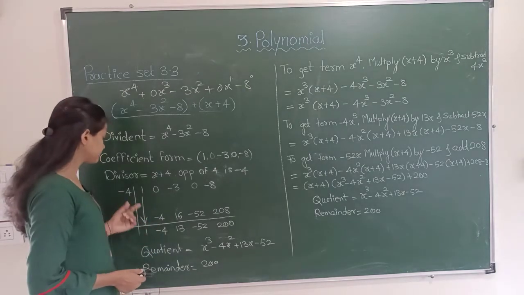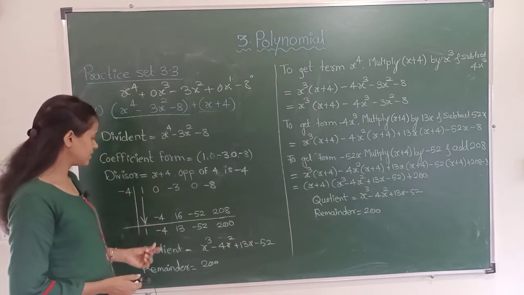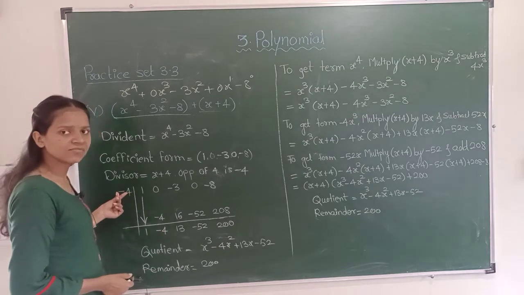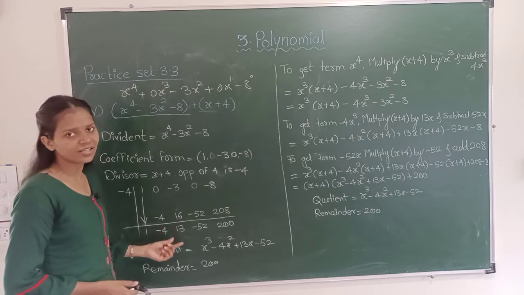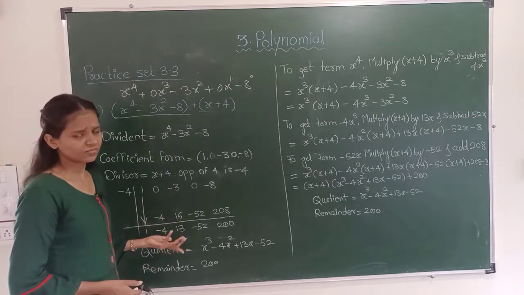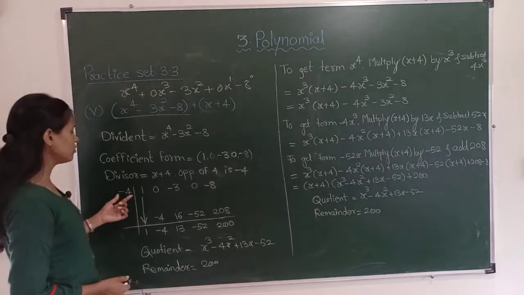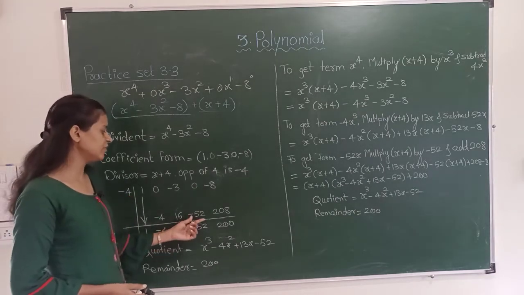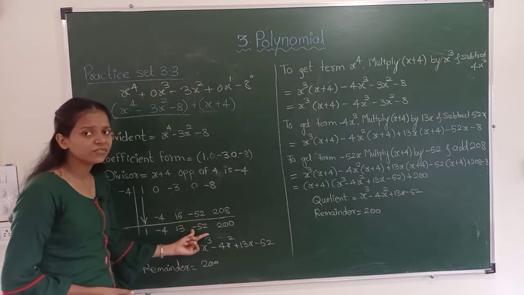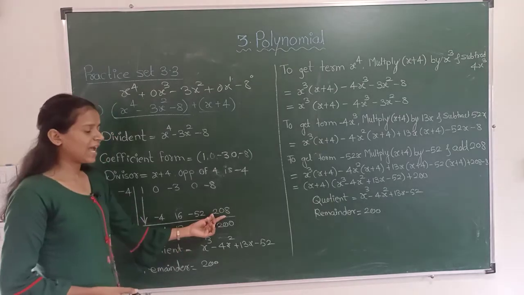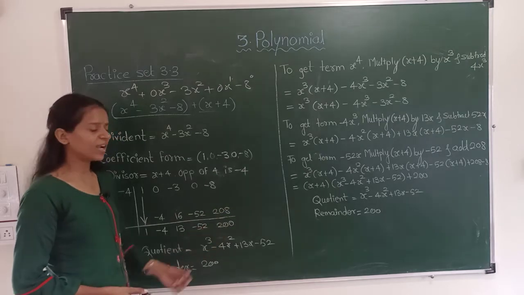Now 0, and this 1 into minus 4 is minus 4. So 0 minus 4 is minus 4. Now this minus 4 into this minus 4 is 16. Minus 3 and 16 is 13. Okay. Minus plus, it takes the sign of the bigger number, so 13. Now this 13 into minus 4 is minus 52, 0 minus 52 is minus 52. Now the answer is minus 52. So minus 52 into minus 4 is 208, minus 8 and 208 is 200.